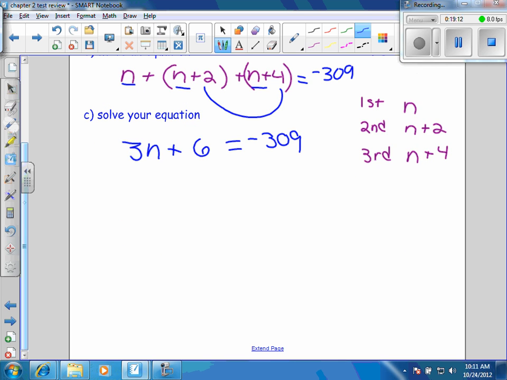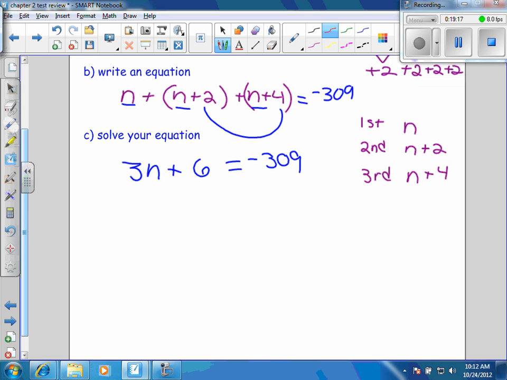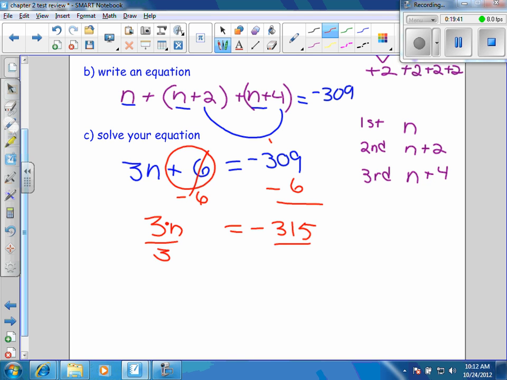So I can subtract. What am I going to subtract? What haven't I heard from David? 6. Yeah, I want to get this over there, right? So I'm going to subtract 6. When you do that, David, what do you get? Negative 315. Right. And then you have multiplication here, so what do you have to do, David? Divide by 3. And when you do that, Matt, then n equals... You need to write it out. Negative 105. Okay, good.